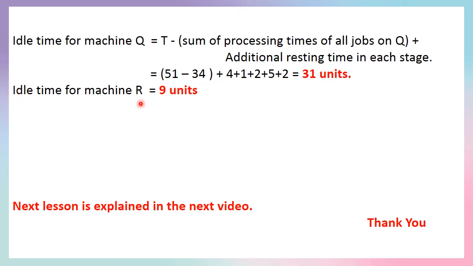and idle time for machine R is only 9 units, that is in the beginning, while processing the first job by machine P and Q, machine R is at rest. So it is not working these 9 units time. So 9 units is the idle time for machine R.